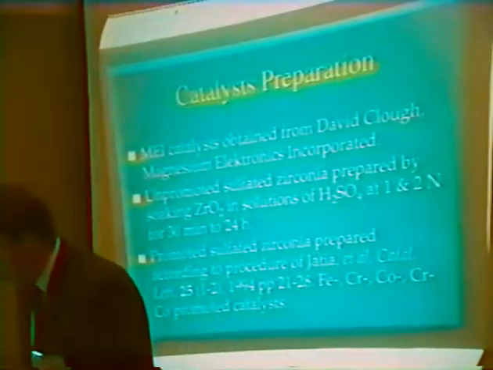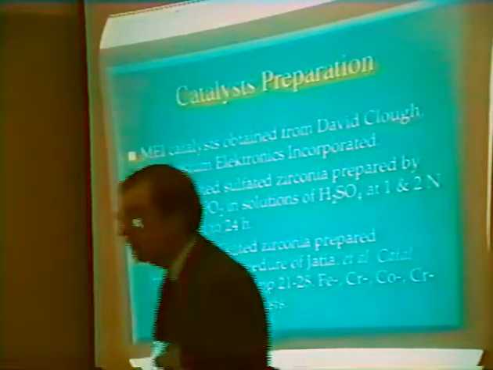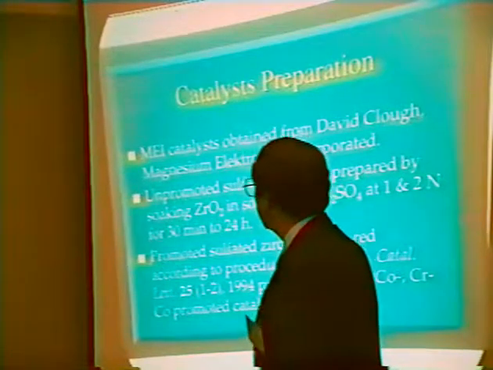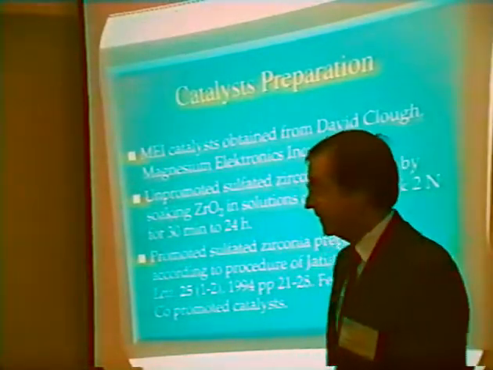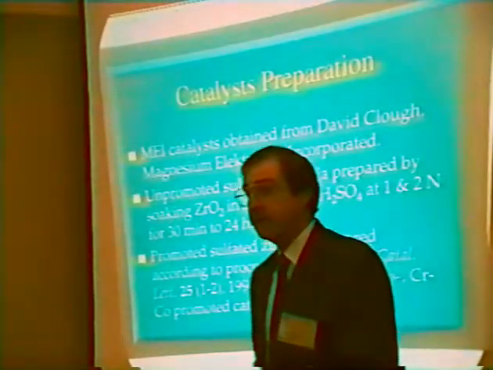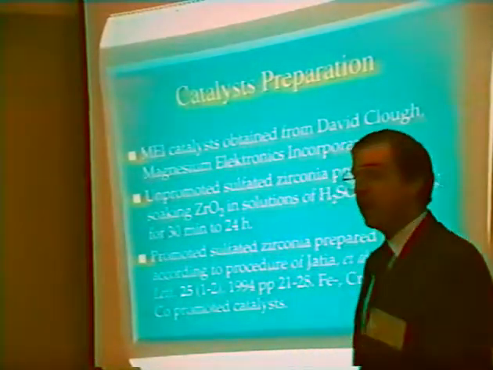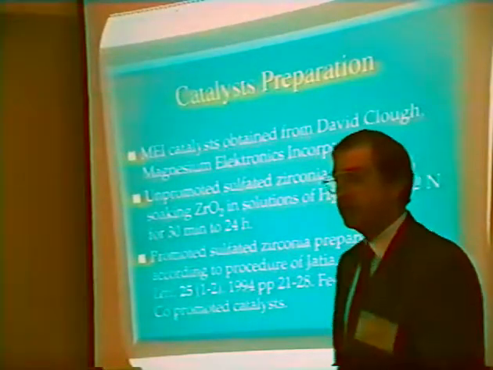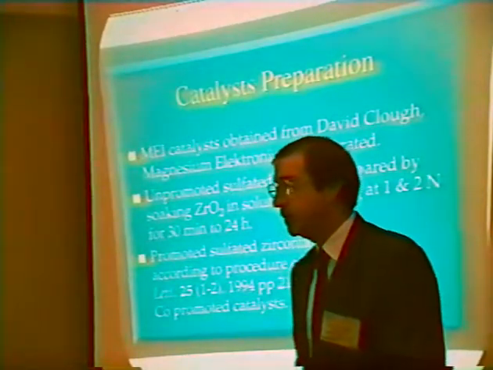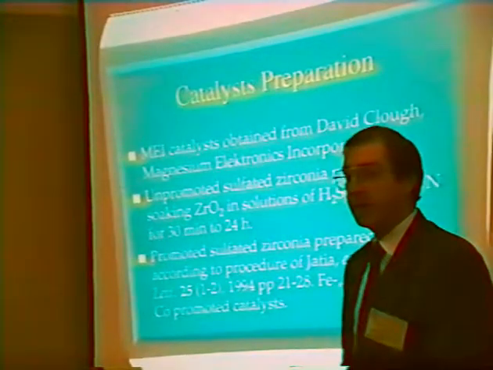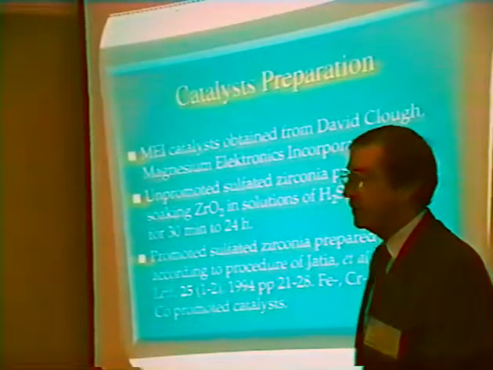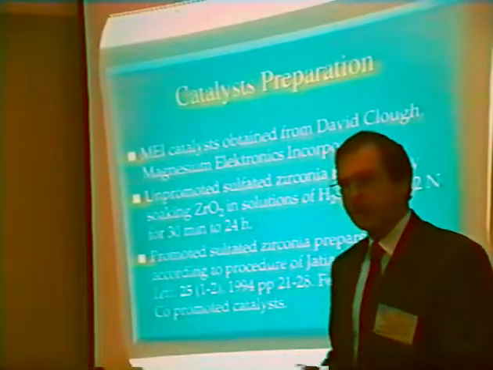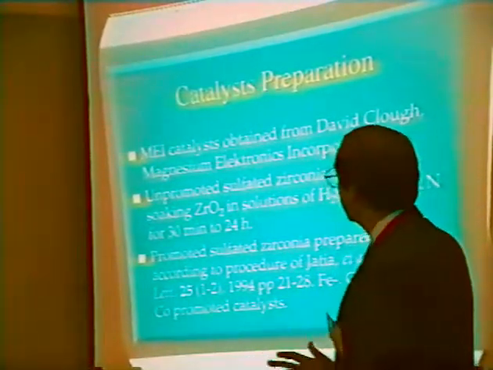We produced several catalysts on which to demonstrate the technique. One is a catalyst that we got from Magnesium Elektron, thanks to David Clough and his friends. And we also made our own catalyst, which started out with zirconia from Sigma, and then soaked that in sulfuric acid solutions, either 1 or 2 normal, for different periods of time. As a result of this technique, we were able to generate a number of different solids which had different sulfur loadings, and we'll show the results of that.